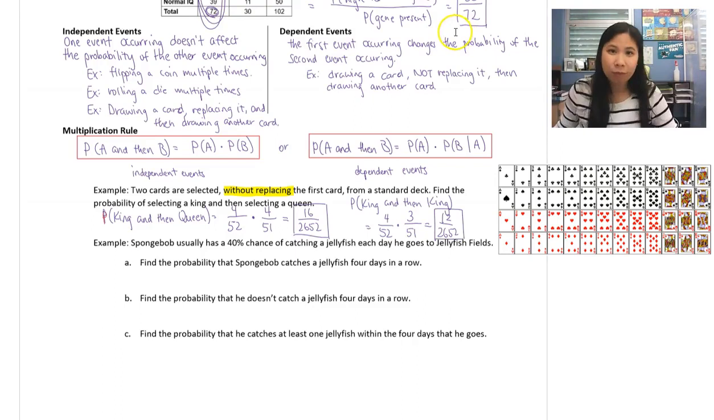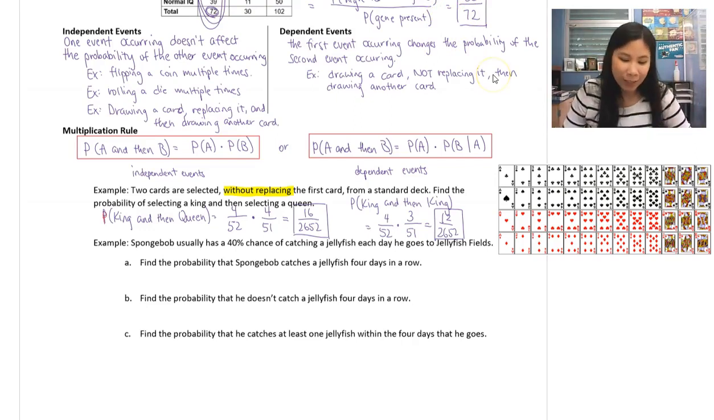Okay, I want to do another example using our multiplication rule. This time we're going to deal with independent events so that the first event that happens doesn't affect the next. So in this example, we've got Spongebob jellyfishing in jellyfish fields, tra-la-la. So he usually has 40% chance of catching a jellyfish each day he goes to jellyfish fields. So each day, meaning like it's not going to change each day. Okay, so it's going to be 40% each day, which means it's going to be independent because the probability is not changing from day to day.